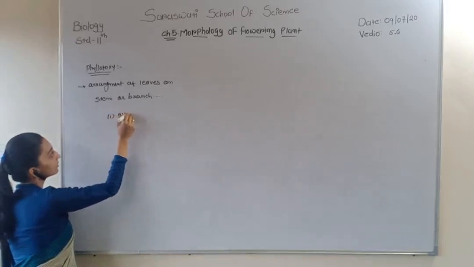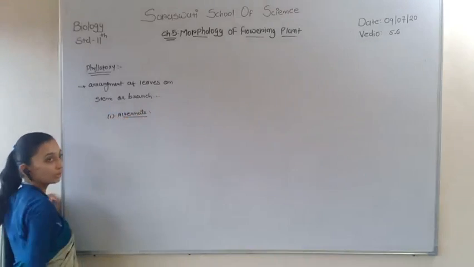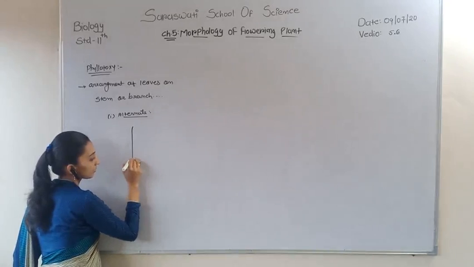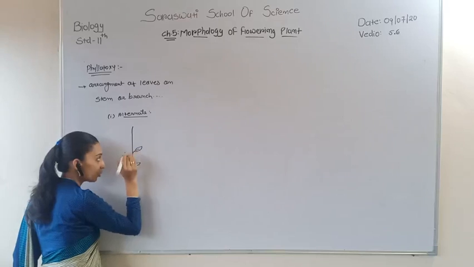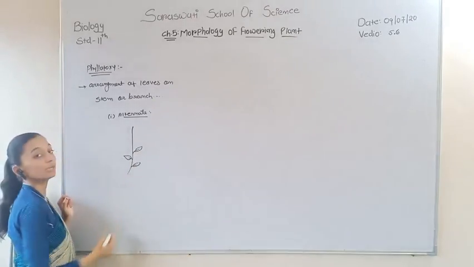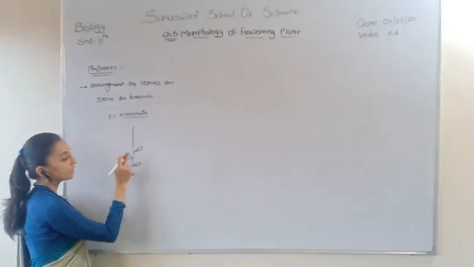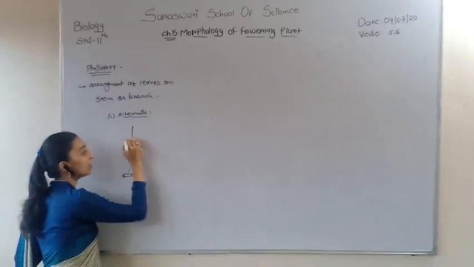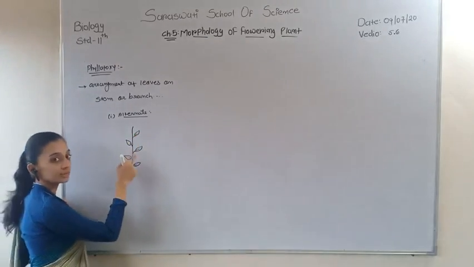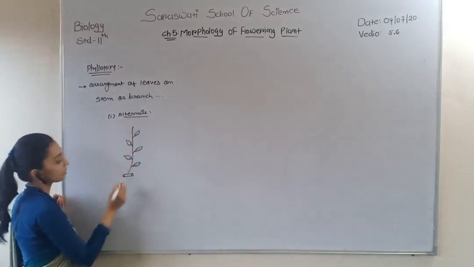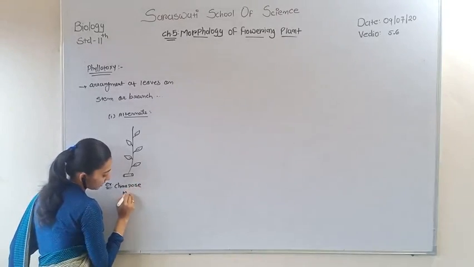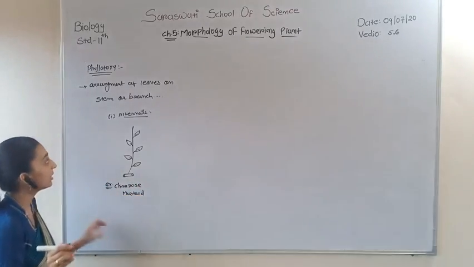First one is alternate. In alternate phyllotaxy, each node gives rise to a leaf. Students, you have to know what a node is. When the leaf arises or is born, that portion is known as the node. So each node gives rise to a leaf, and these leaves are arranged in an alternate manner. The best examples are China rose and mustard.